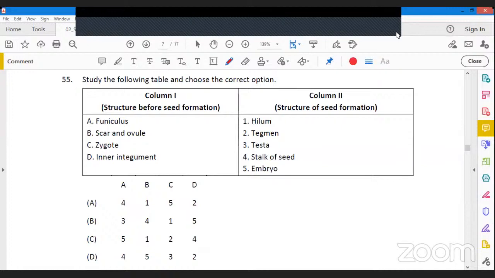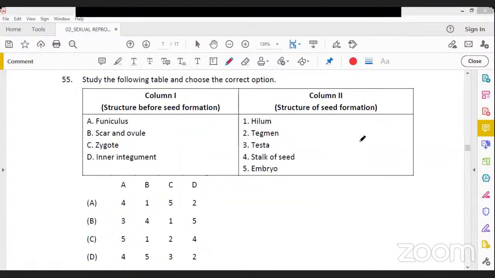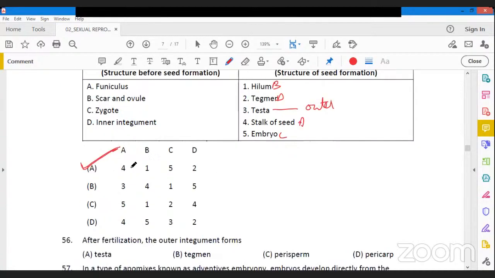So what have we answered? Let's see. Very good. So funiculus will become the stalk of the seed later. Then scar on the ovule, it is the hilum. Zygote, it is the embryo. Then inner integument, it is tegmen. The outer integument would be the testa. So A is the correct answer. Very good.